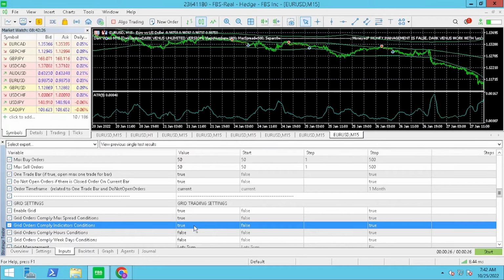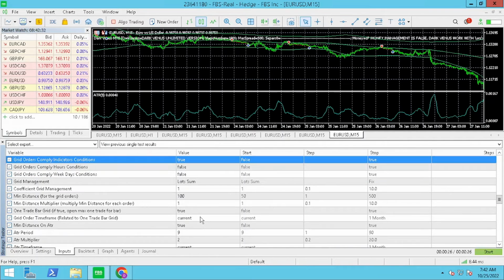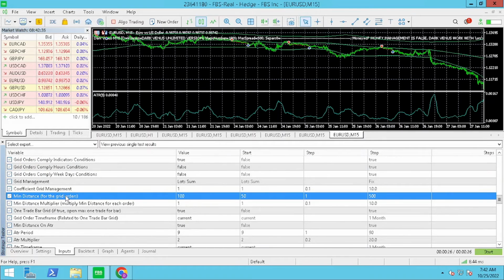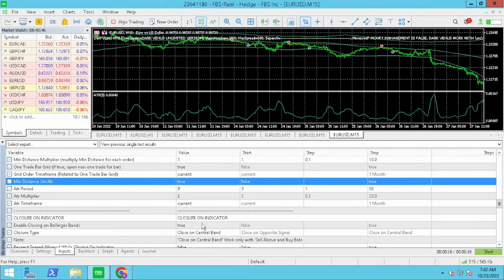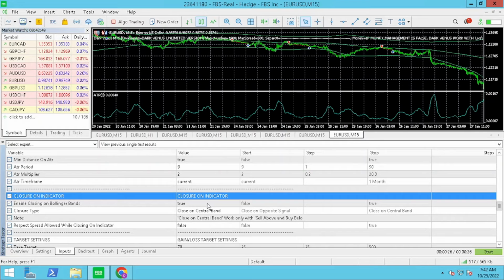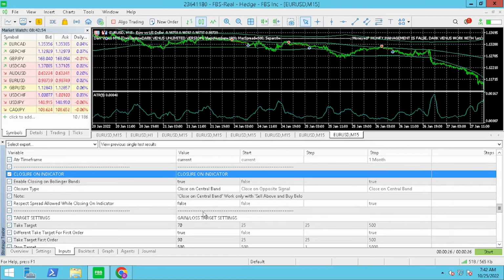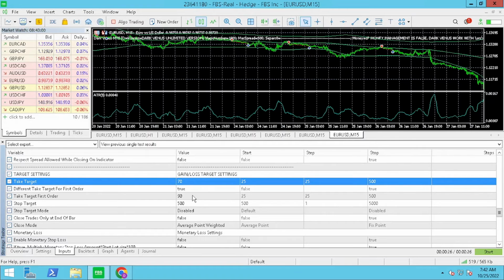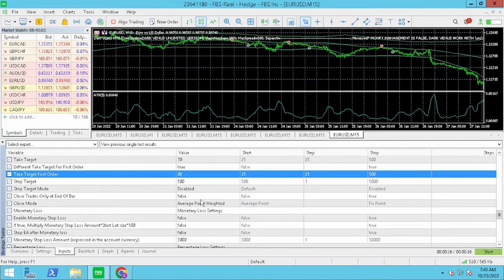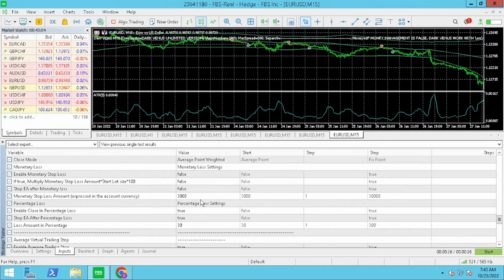I have also made a few more adjustments to the grid. Number one, the minimum distance between orders is now 10 pips or 100 points. I am also using the ATR at a period of 9 and a multiplier of 2, which is the default, and closure on indicator. So this works on our sell above and buy below strategy. Our take target is 70 and our take target for the first order is 90. And I have set an overall stop loss for the EA at 30%.